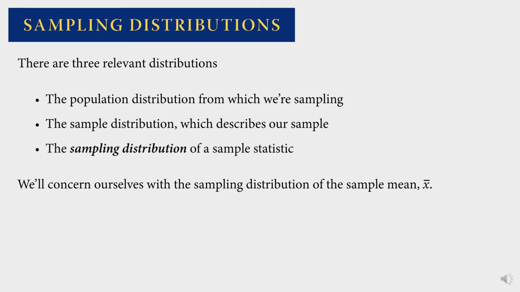And this is where the sampling distribution comes in. A sampling distribution is a probability distribution that specifies the probabilities of all the different values that a sample statistic can take on. Today, we'll focus on the sampling distribution of the sample mean.